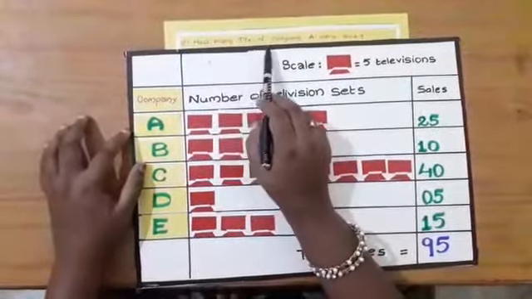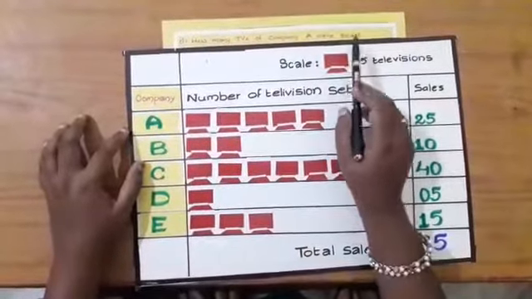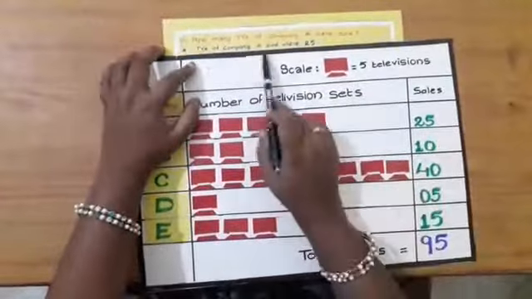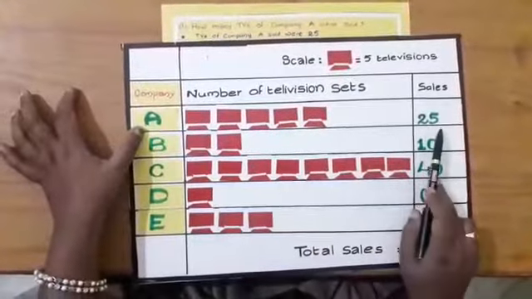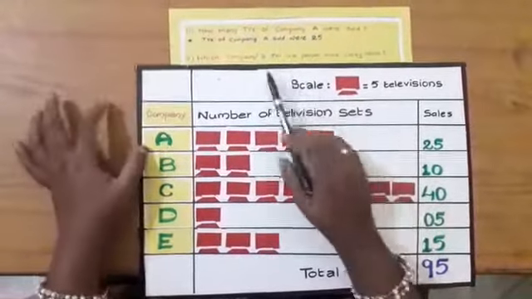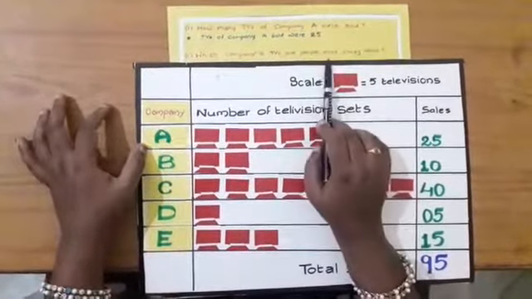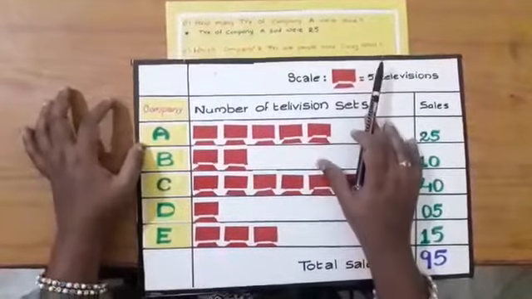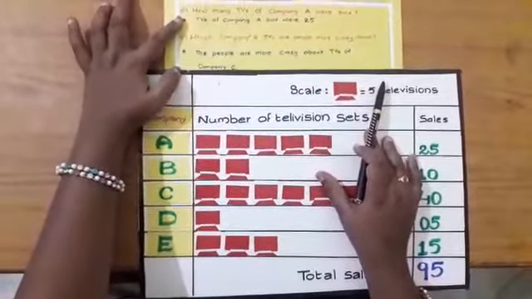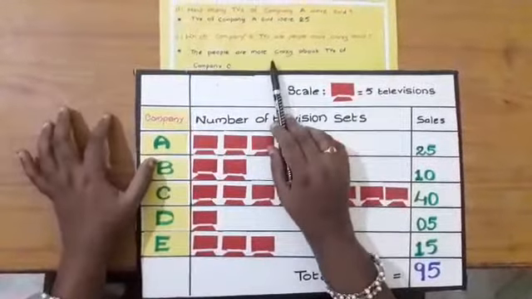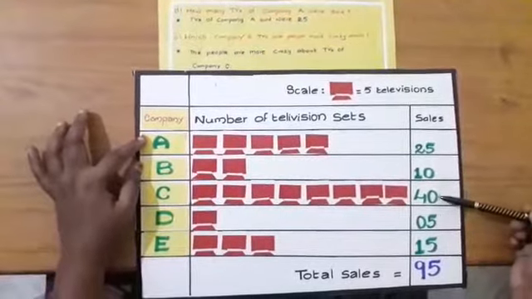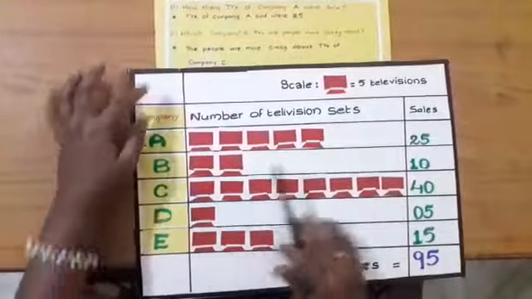How many TVs of company A were sold? That is the first question. So TVs of company A sold were 25. And the next question: which company's TVs are people more crazy about? Crazy means popular TVs, that is, people are more crazy about them. Here the highest sale is 40, that is company C.